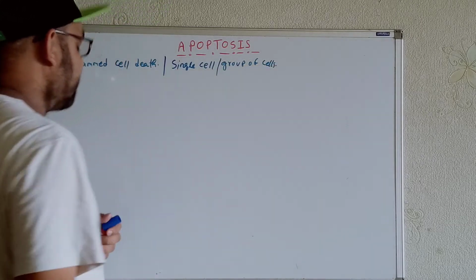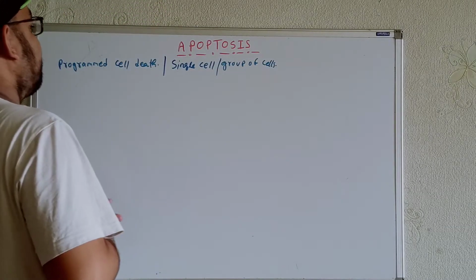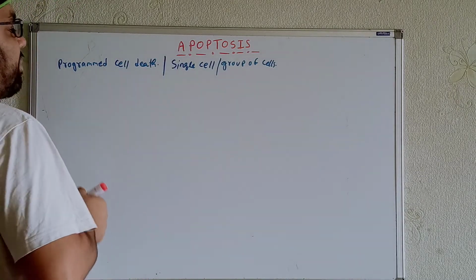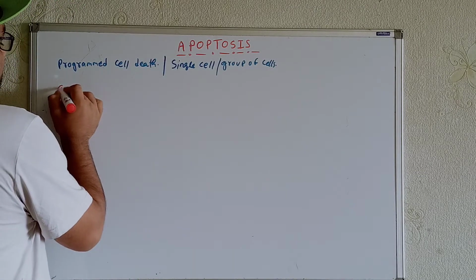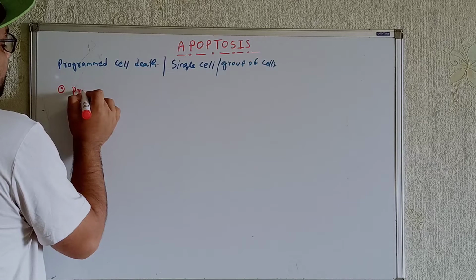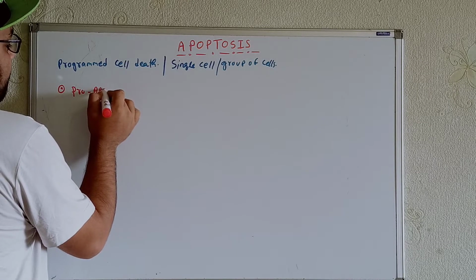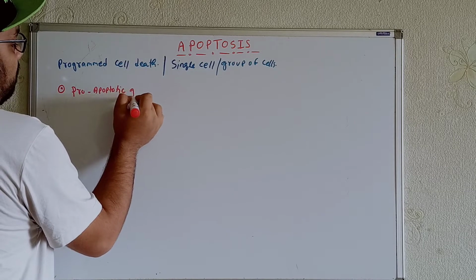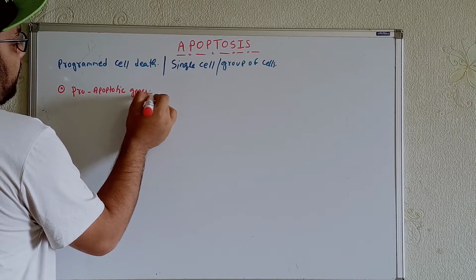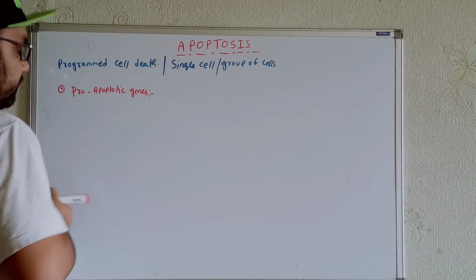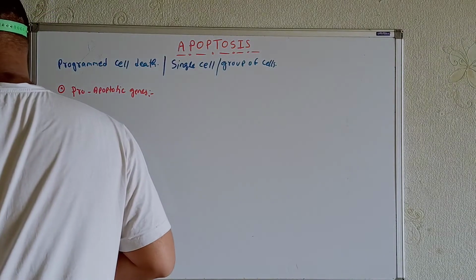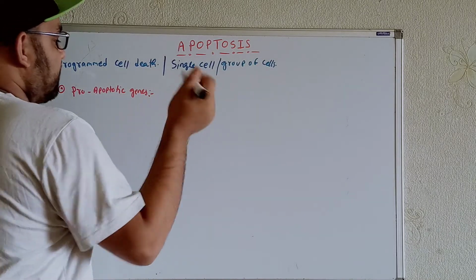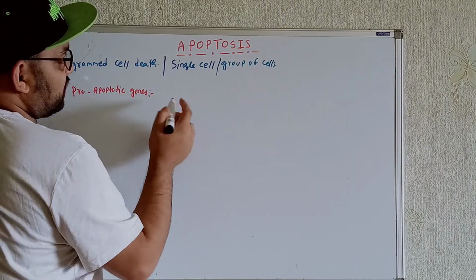Next, there are certain types of genetic factors, or genes, that stimulate the process of apoptosis. They are known as pro-apoptotic genes. Let me use another color for it. These genes will stimulate the process of apoptosis.